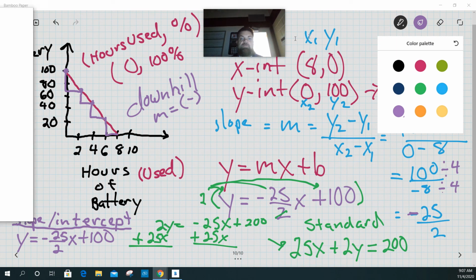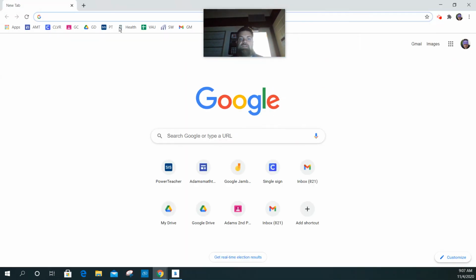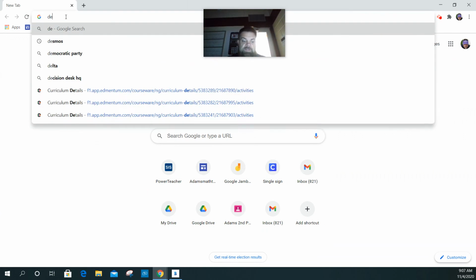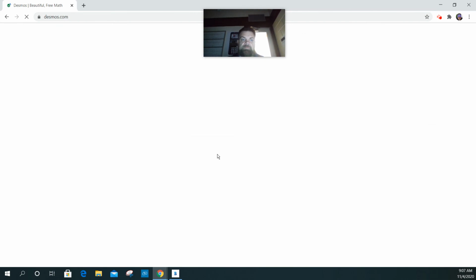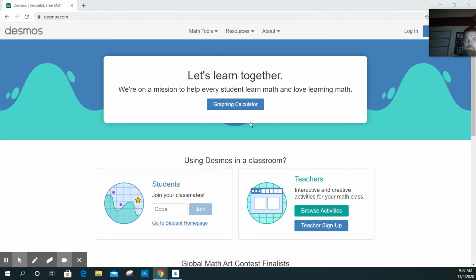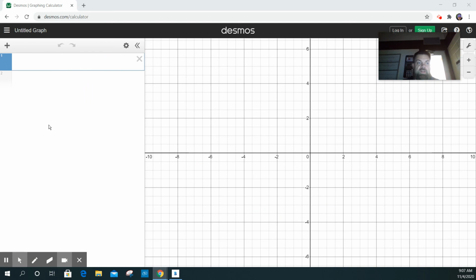So let me just show you that real quick so you can believe me. If I go into Desmos, which is a graphing calculator, if I type in 25x plus 2y equals 100, that's the graph I get. Or, no, I'm sorry, equals 200. That's the graph I get.